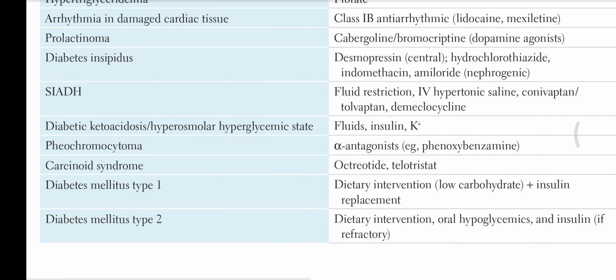Telotristat. Diabetes mellitus type 1: dietary intervention, low carbohydrate, and insulin replacement. Diabetes mellitus type 2: dietary intervention, oral hypoglycemics, and insulin if refractory.